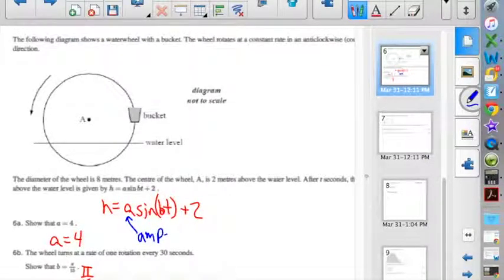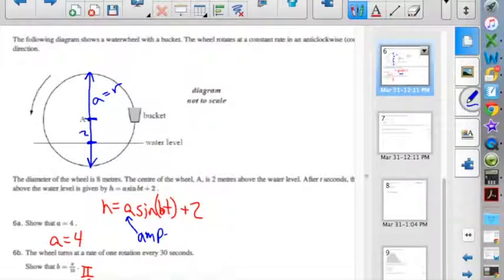That amplitude is how high from the middle and how low from the middle it goes. So the amplitude is the radius. Now, we were told this was 2, but the amplitude is the radius. The 2 is just how far above the water the center is. That is how high off the water it was, and it doesn't affect the radius.